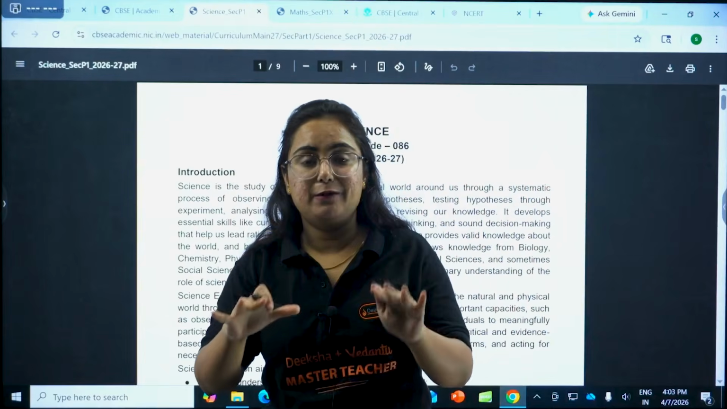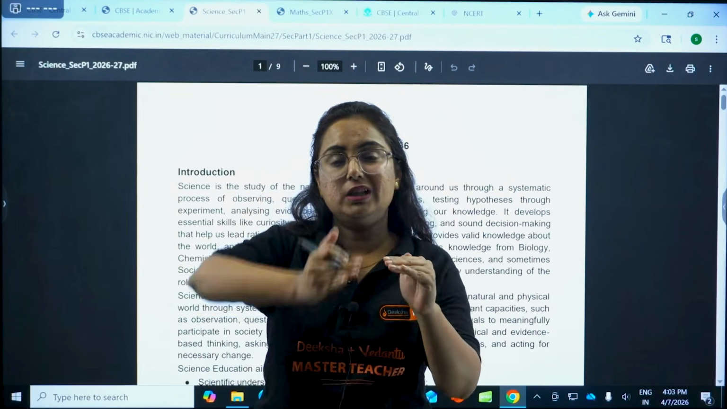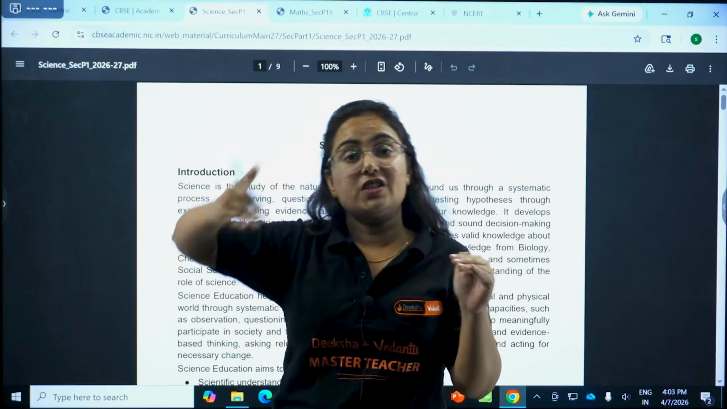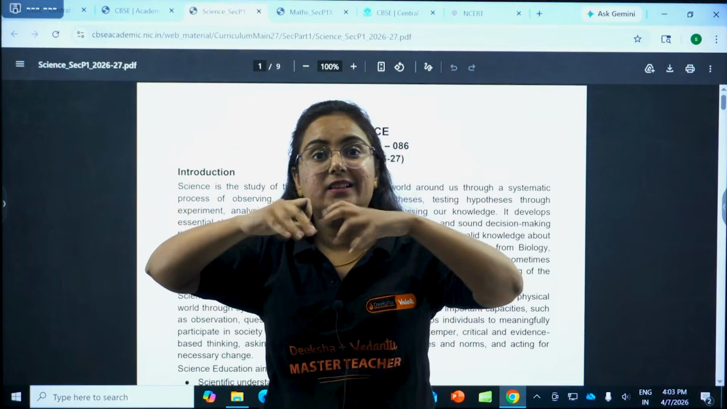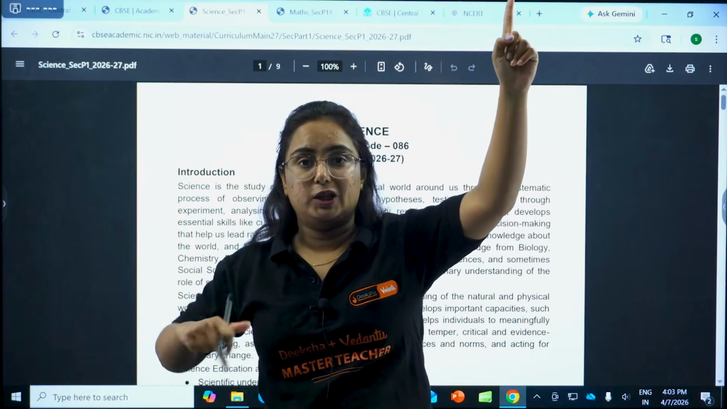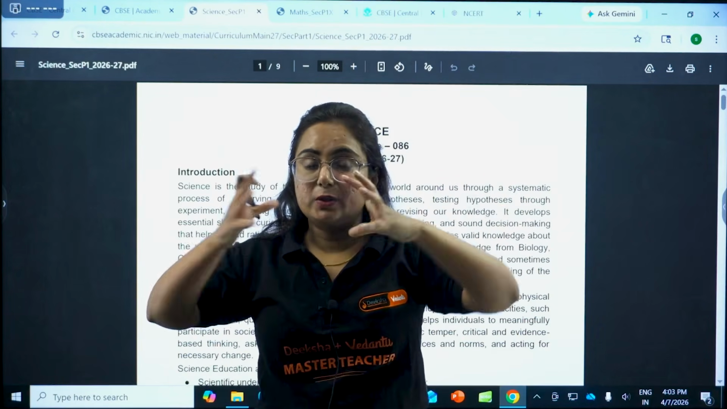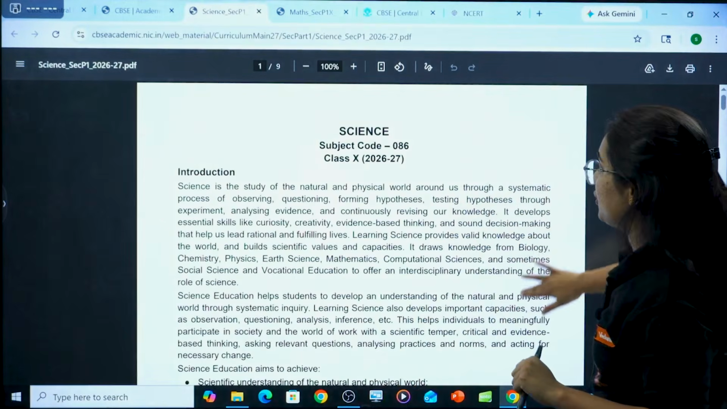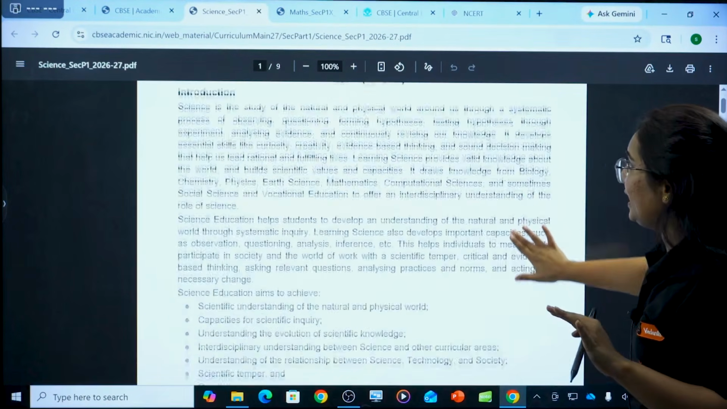For the students giving board examination, who will give the examination in 27, there is no big change. Changes will come from 28 and entirely the structure will change from 2031 because it will take time to apply the policies of NEP, that is National Education Policy. See, this is quite important.